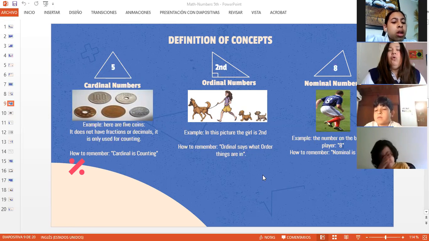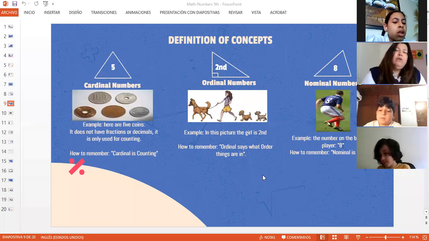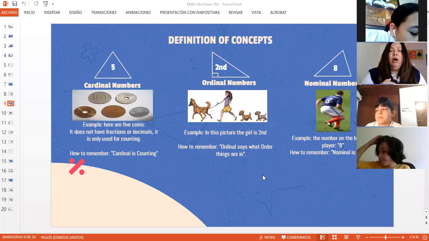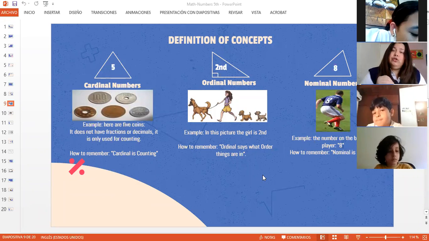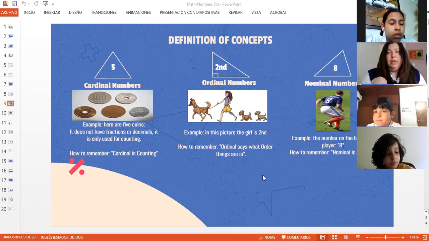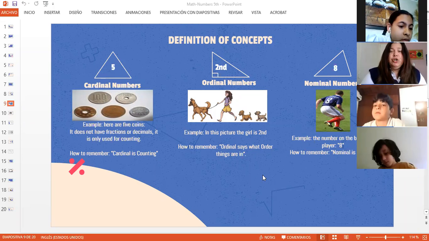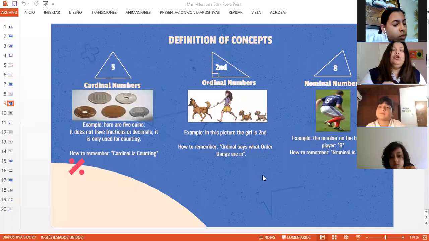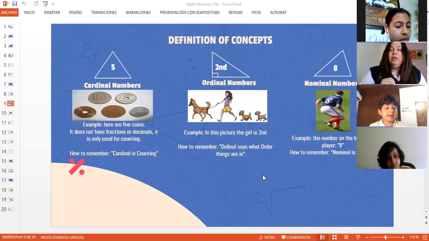Then we have the ordinal numbers. Ordinal numbers are used to give you the position. Look at the picture. There's a big dog, there's a girl, there's a smaller dog and a puppy. In this picture, the girl is second. She's in second place. So you can remember that ordinal says what order things are in.